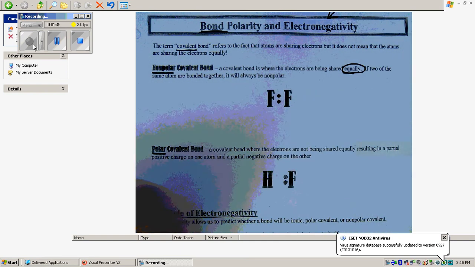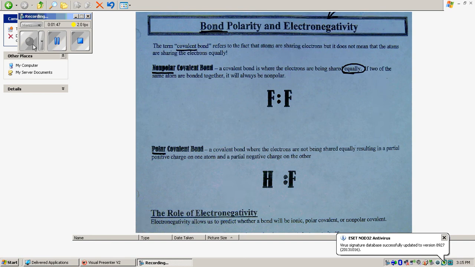I'll often use my husband and I as an example. I like to say that we equally share our children. So you can think of those two little electrons as our children.